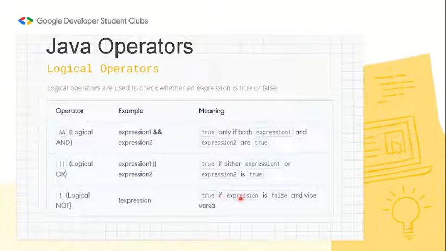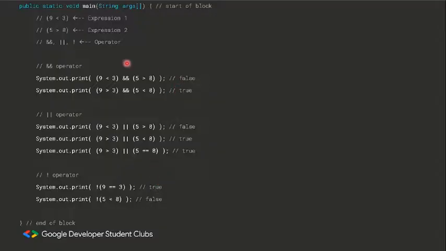So if the expression is true, the opposite of true is false. If the expression is false, the opposite of that is true, and vice versa. So for example, we have a first expression, a second expression, and the operators to be used.